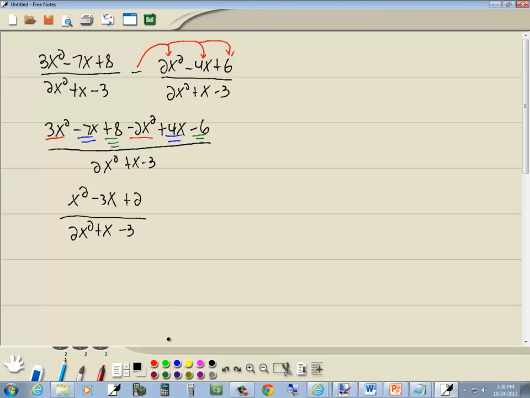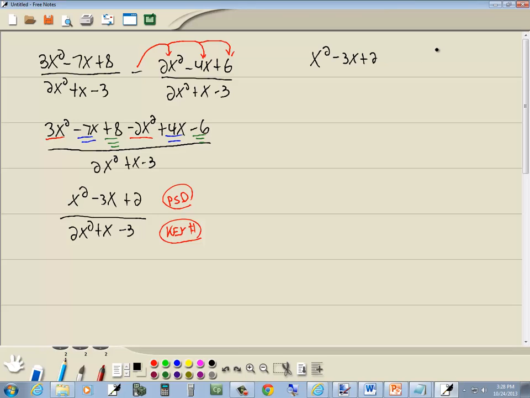Okay, now the next step is to factor the top and factor the bottom. The top part is PSD because it's x squared, x, no x, and there's no number in front of the x squared. The bottom one is the key number method because it's x squared, x, no x, and there's a number in front of your x squared. So let's take a look at factoring these. We have x squared minus 3x plus 2.